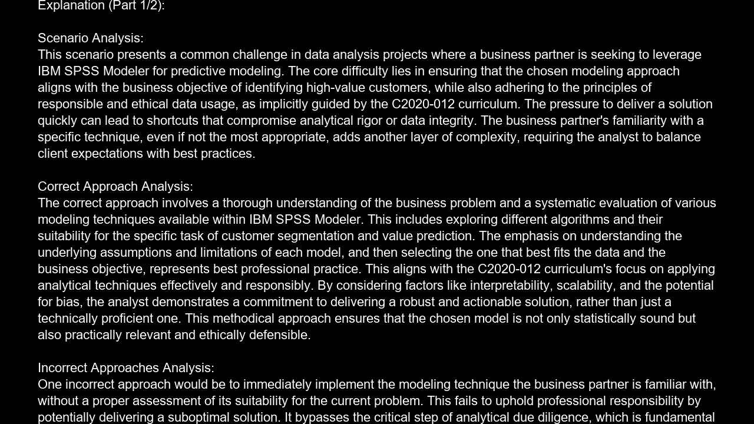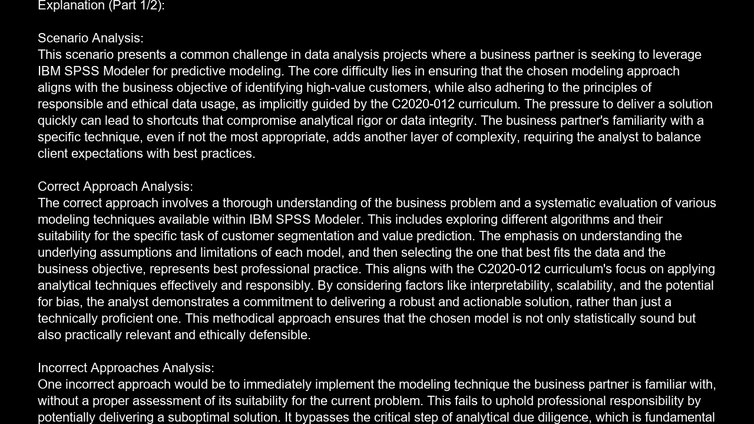Correct approach analysis. The correct approach involves a thorough understanding of the business problem and a systematic evaluation of various modeling techniques available within IBM SPSS Modeler. This includes exploring different algorithms and their suitability for the specific task of customer segmentation and value prediction. The emphasis on understanding the underlying assumptions and limitations of each model, and then selecting the one that best fits the data and the business objective, represents best professional practice. This aligns with the C2020-012 curriculum's focus on applying analytical techniques effectively and responsibly.